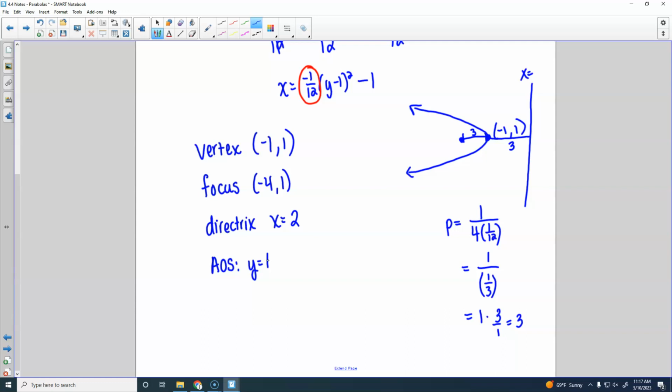All right. And then axis of symmetry on this one will be y equals 1. So it'll be a horizontal line. We good here? Okay. As good as we're going to be.